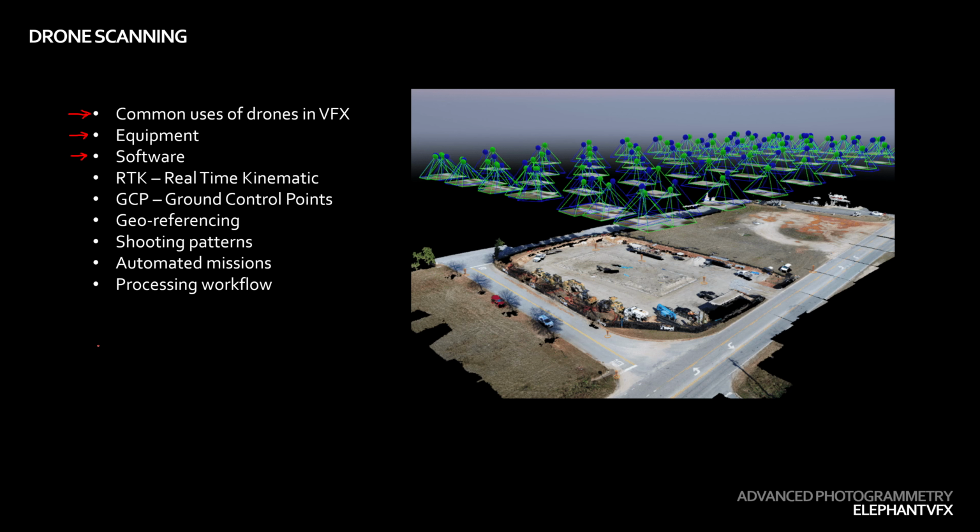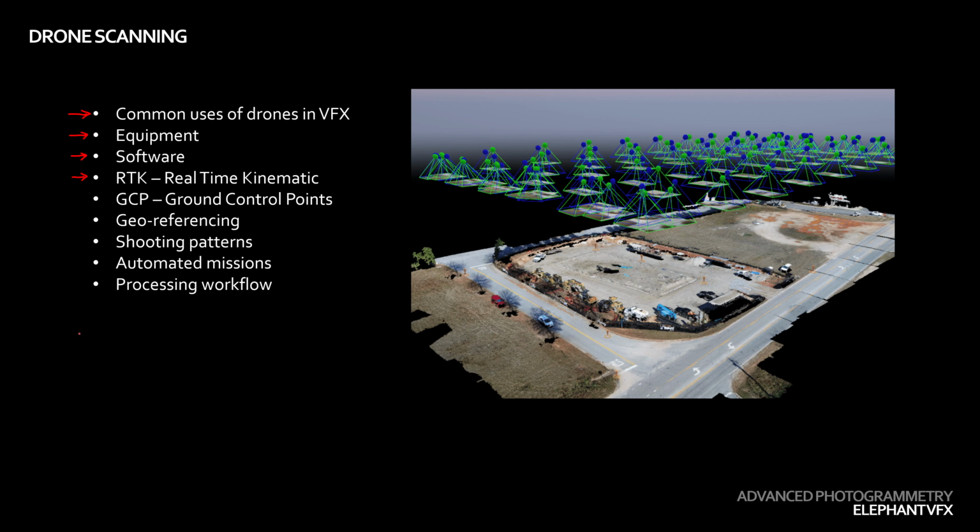And there are actually two types of software that we might want to use when we're drone scanning. The first one is the acquisition software. We're going to be talking about that in a minute. And then we have the processing software. So, there are two lines of software there.